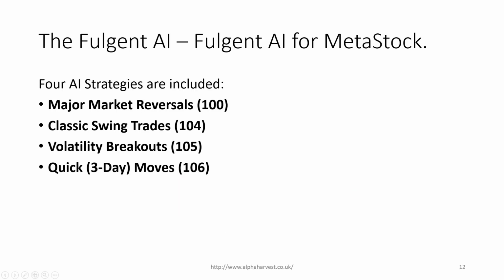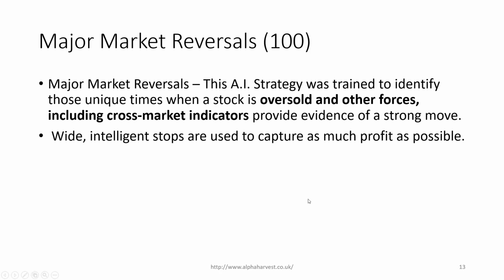And that brings us to the 4 strategies that we've been using on AI Traders Live: major market reversals, classic swing trades, volatility breakouts, and quick 3-day moves. The major market reversal, code 100, is the AI identification number. This AI strategy was trained to identify those unique times when a stock is oversold and other forces, including cross-market indicators, provide evidence of a strong move. Wide, intelligent stops are used to capture as much profit as possible.